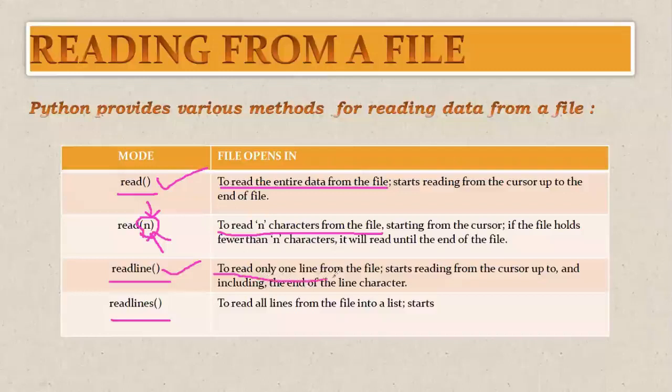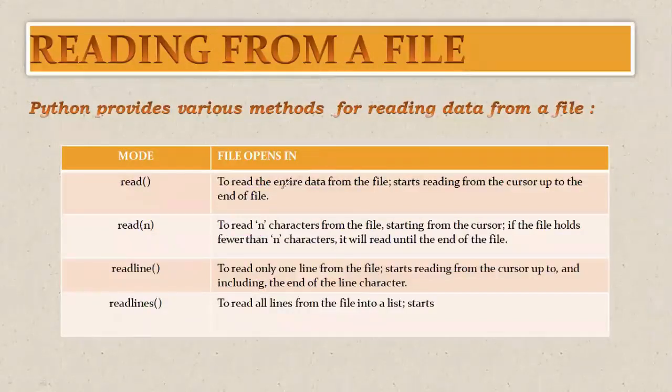To read only one line from the file, it starts reading from the cursor up to and including the end of line character. What does it mean by the line character? When you are typing in Word, Notepad, WordPad, anything, and you need to jump to the next line, you press the enter button or return button. The representation of the enter button or the return button in our programming language can be done with the help of slash n.